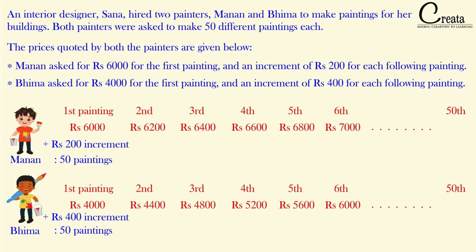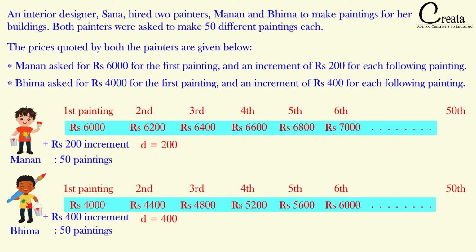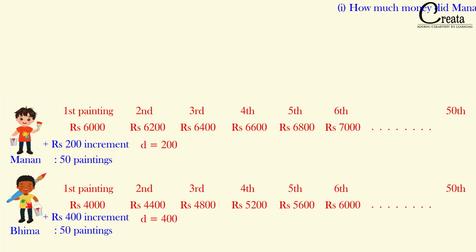In the case of Manan, the arithmetic progression series formed is 6,000, 6,200, 6,400. In this series, the difference is 200. So this is an arithmetic progression, or AP series, with a difference of rupees 200. Similarly, Bhima's is also an arithmetic progression series with a difference of 400. So basically, these are the two arithmetic progressions on which the questions are asked. Let's take the questions one by one. Let's go to the first part.